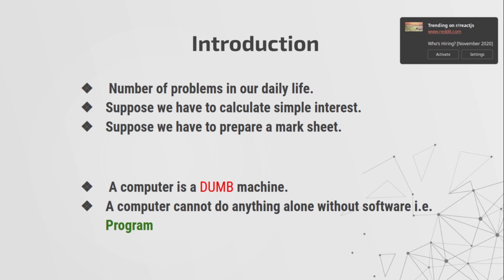Suppose we have to calculate the simple interest. What things do we need? We need principal, we need time, we need rate, and then we need a formula. Then we'll calculate the simple interest. Yes, something like that. The problem has to be divided into smaller chunks, smaller parts, and then only we can solve the problem. We need a clear idea, a clear picture of the problem. Then we can generate the solution.